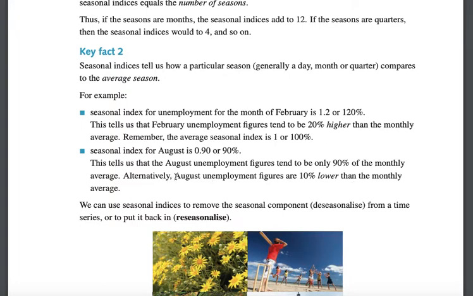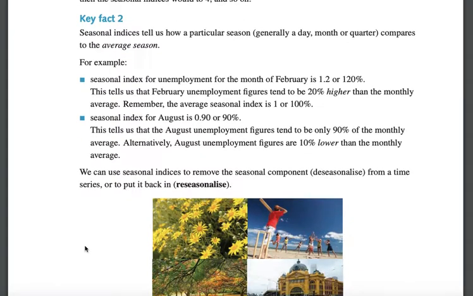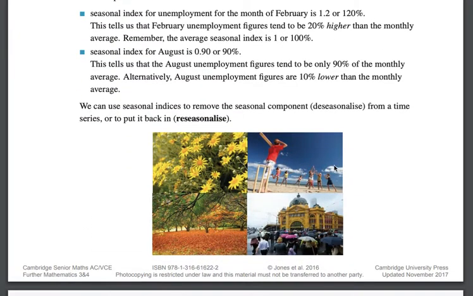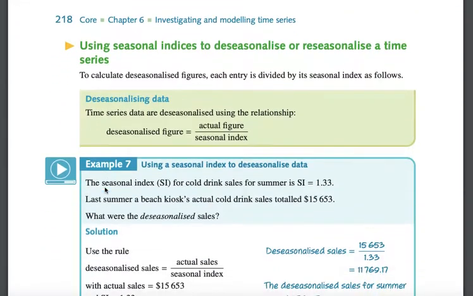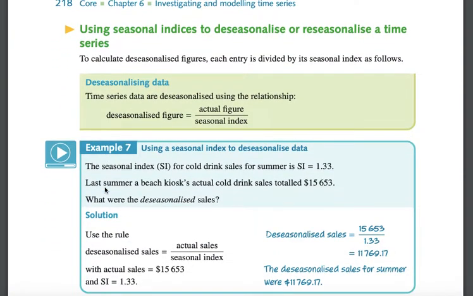That second sentence I find is easy to remember. Think of 100%. If it's lower, you say how many percent it is lower. Now we can use seasonal indices to remove the seasonal component. That's when we deseasonalize it, when we flatten it out from a time series. Or we can put it back in, which means we go back to the raw data, where we reseasonalize it. So make it flat, deseasonalize; go back to the raw data, reseasonalize.